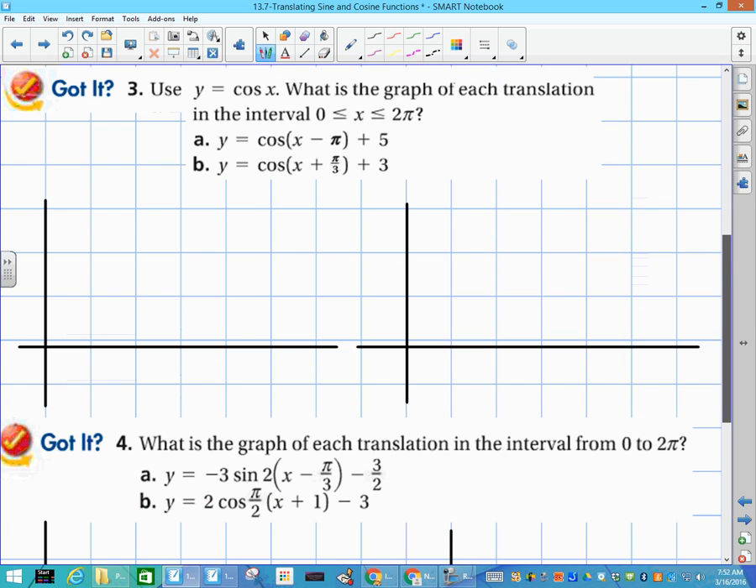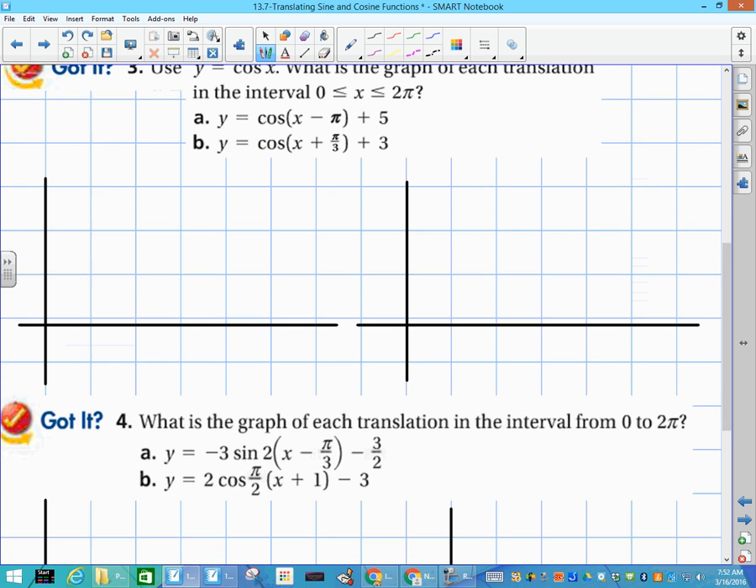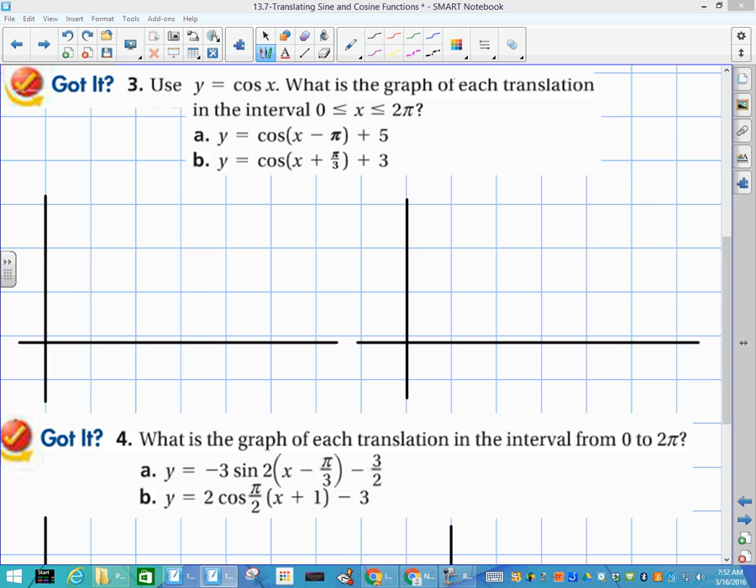y equals the cosine of x. What is the graph of each translation? Oops, my bad. Okay. Use the interval from 0 to 2 pi. So we're doing the same interval that we just had. And the first thing that we want to do is draw that parent function. So my parent function for the cosine, y equals the cosine of x. This is my key points. The cosine doesn't start at 0. It actually starts up at 1, or a max, however you want to think about that. And it is doing this sort of thing.